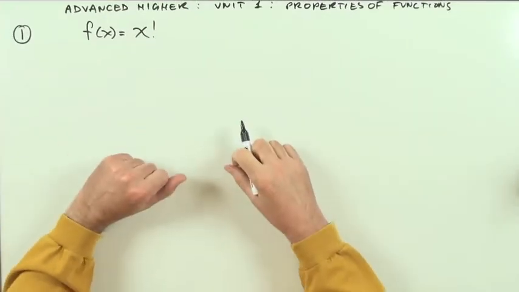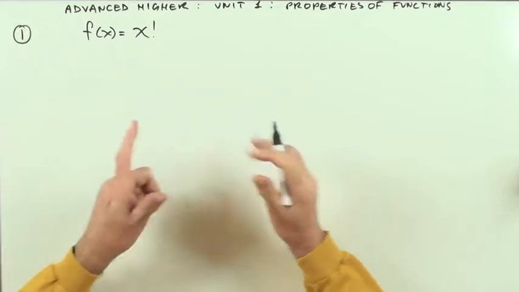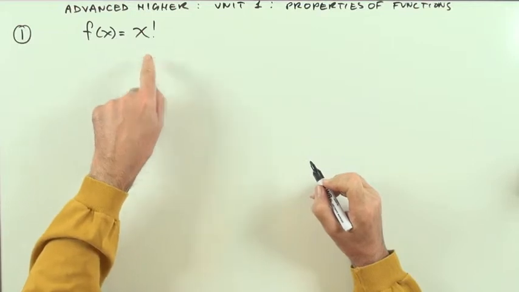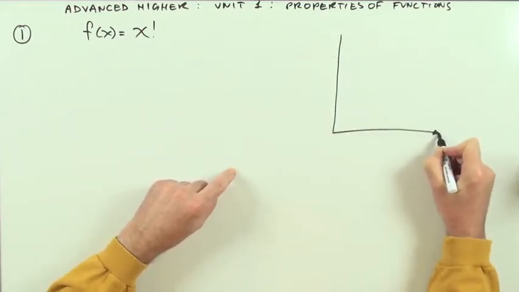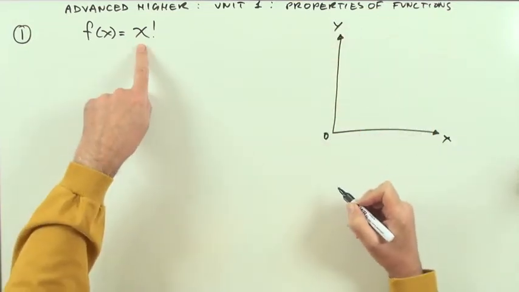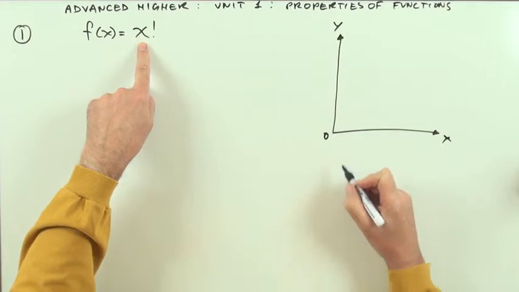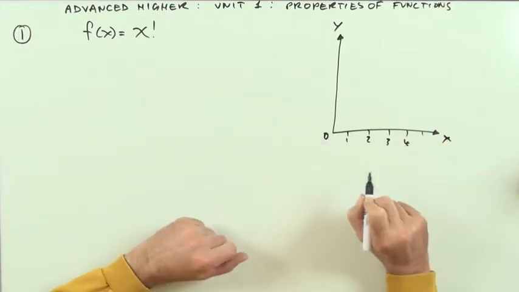So for number 1, find the domain and the range of this function, the factorial function. So it's just a short question, but with the factorial function, what you've got is a discrete function. If I was to graph that, it wouldn't have a continuous graph. The only values you can put in for x are whole numbers, 0, 1, 2, 3, 4 and so on.